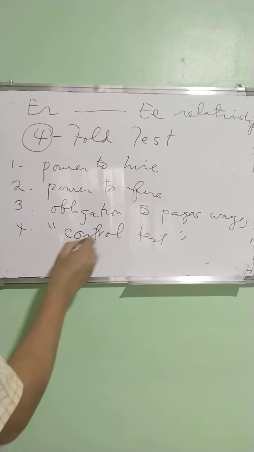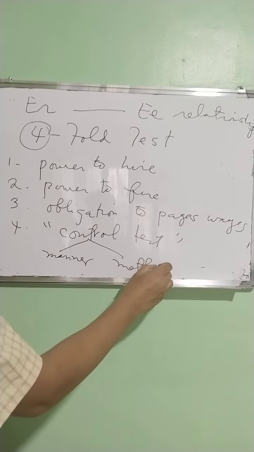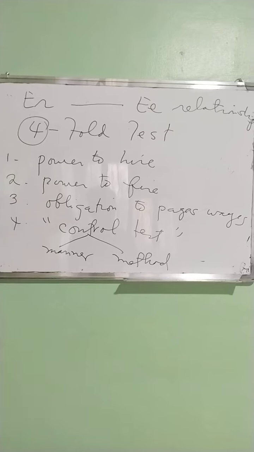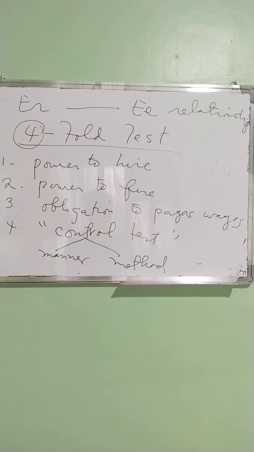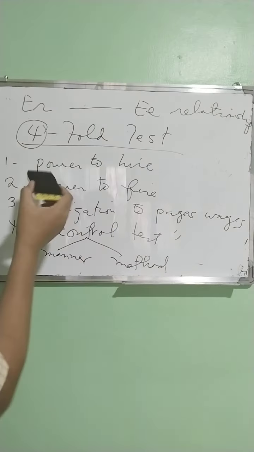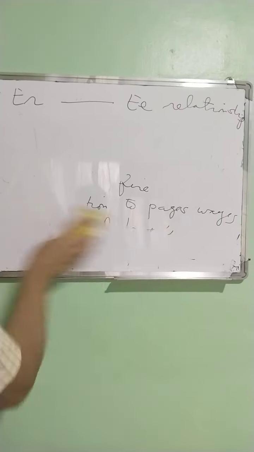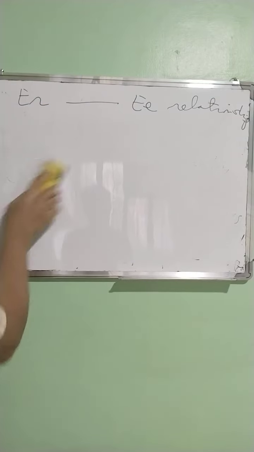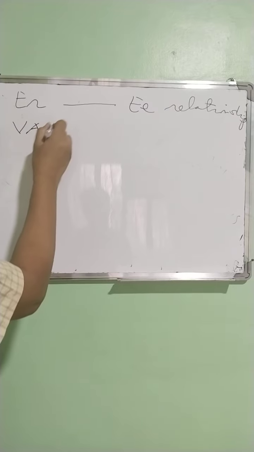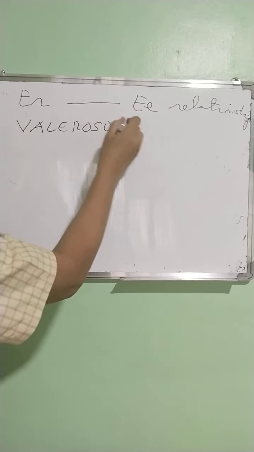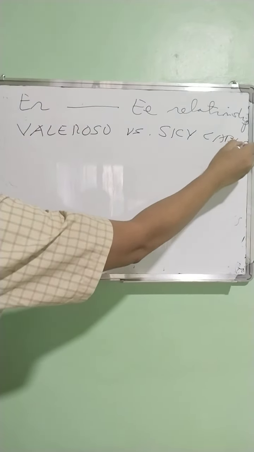Control here would refer to the manner and method by which a work or a task has to be done. Okay? So this is one of the tests, the fourfold test, to say that an employer-employee relationship exists. But according to the Supreme Court, this is not all. In one case, the case is Valeroso versus Sky Cable. This is a Supreme Court decision.